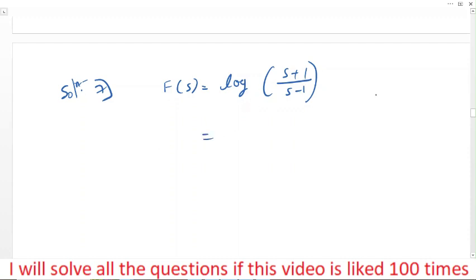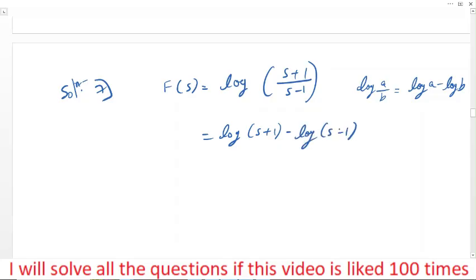Let us simplify this. As you know, log of a divided by b is always equal to log of a minus log of b. So we use this logarithmic property. We get this as log of (s plus 1) minus log of (s minus 1). And now we differentiate this with respect to s. We get df upon ds, which is equal to 1 divided by (s plus 1) minus 1 divided by (s minus 1). Now we find one by one the inverse Laplace transform on both the sides.